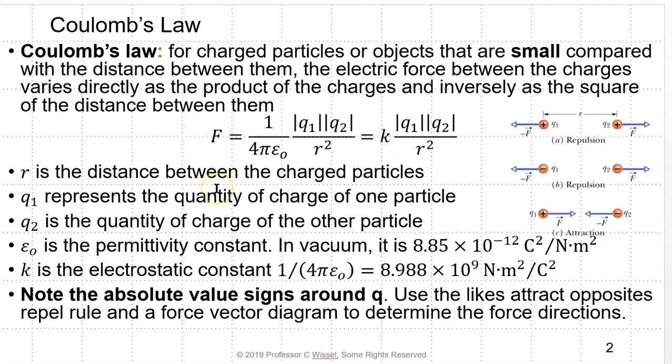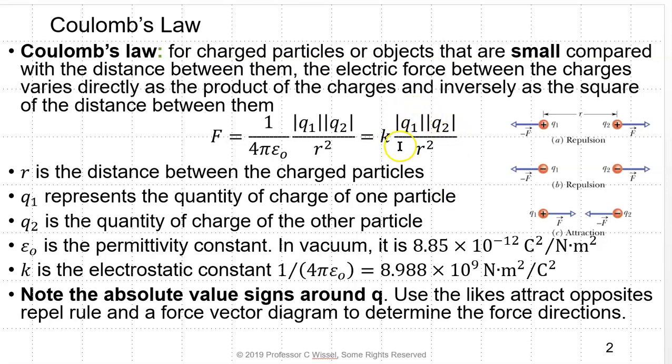R is the distance between the charged particles. Q1 is the quantity of charge of one particle. Q2 is the quantity of charge of the other particle. Epsilon naught is the permittivity constant. In vacuum it is 8.85 times 10 to the minus 12 coulomb squared per newton meter squared. K is the electrostatic constant. It equals 1 over 4 pi epsilon naught. It also equals 8.988 times 10 to the 9th newton meter squared per coulomb squared.